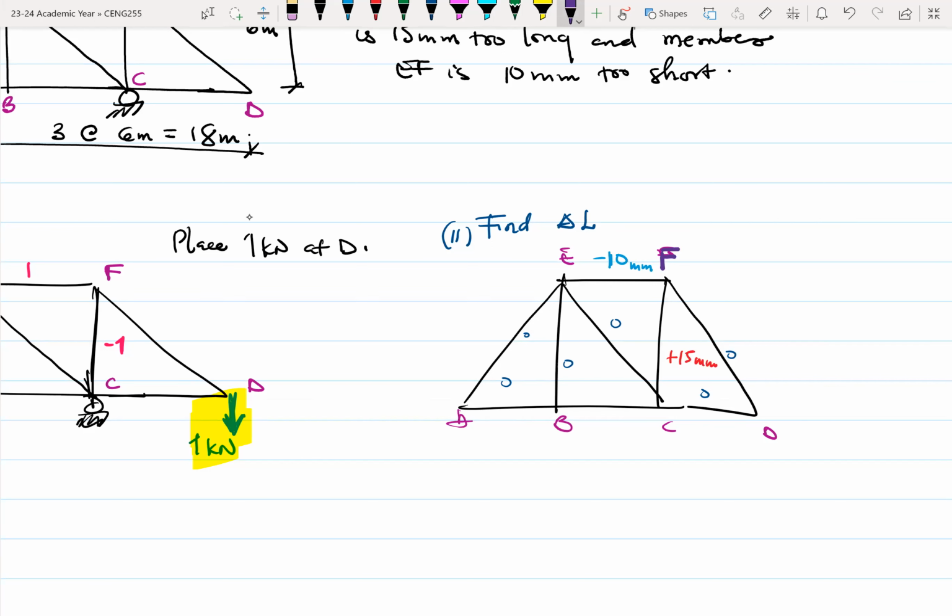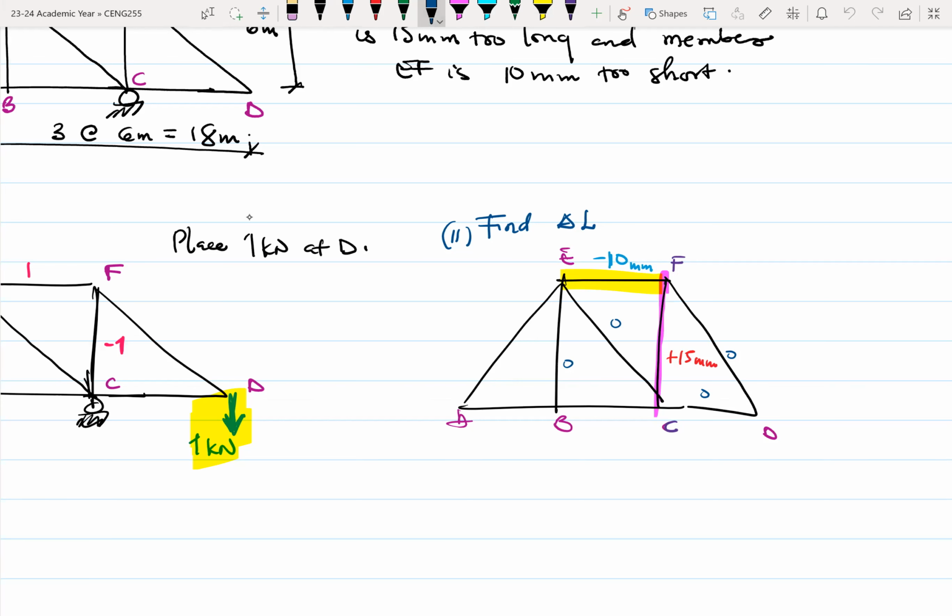All right. So this is member CF right here. This member is a critical member because it will contribute to the displacement at D. Then member EF, which is again this member here, sees a reduction of -10. So the other members don't have any change in their length, which means that the change in the length of these other members here would be 0.